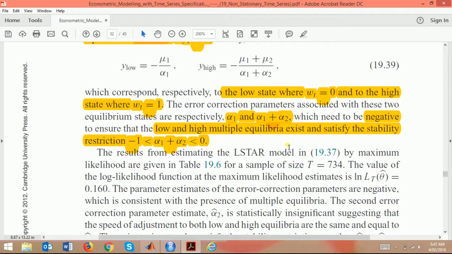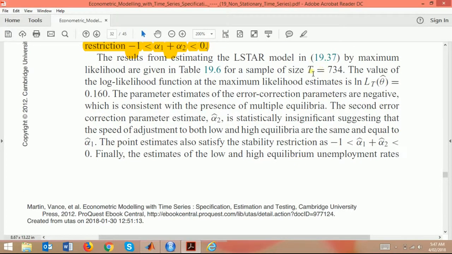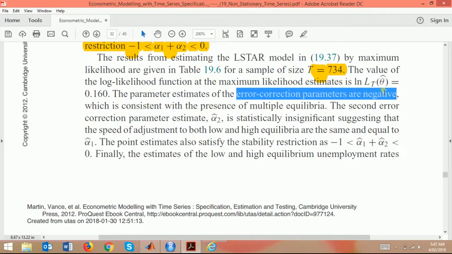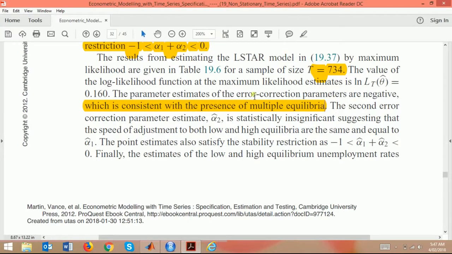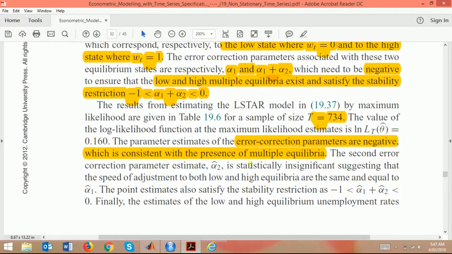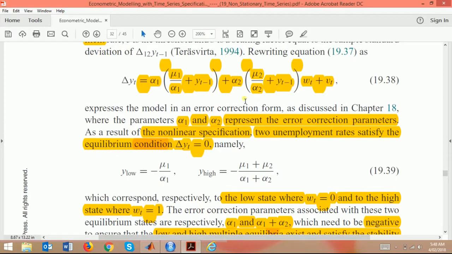The results from estimating this LSTAR model by maximizing the likelihood function are given in the next table for a sample of T equal to 734. The value of the likelihood function at the MLE is 0.16. The parameter estimates of the error correction parameters are negative, which is consistent with the presence of multiple equilibria. So this is consistency testing. If our parameters are negative, well, our parameters are supposed to be negative, right? Because as our parameters are negative, we have consistency with our multiple equilibria.